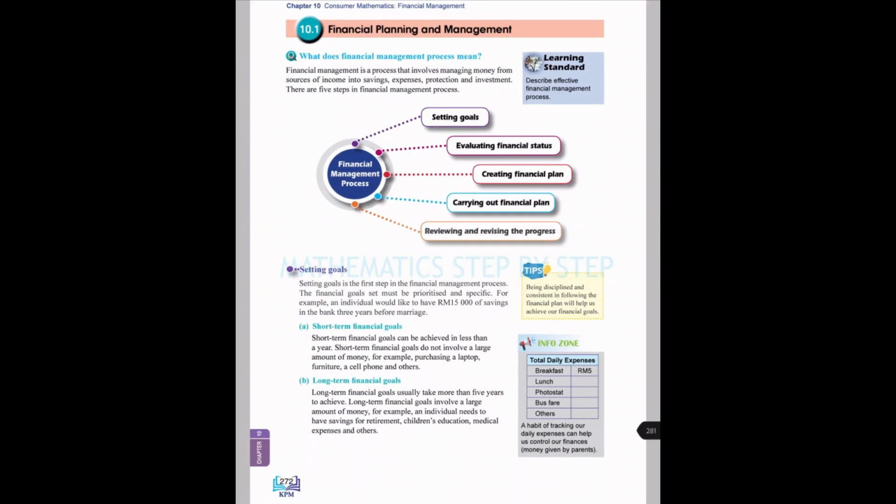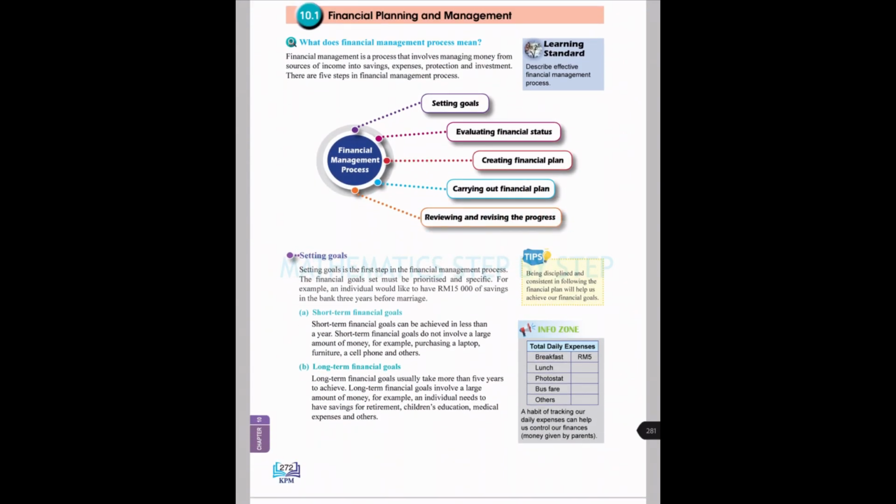Okay, so the learning outcome that we are going to learn today is to describe the effective financial management process. Okay, so these are the 5 steps involved in an effective financial management process. The first step is setting goals.